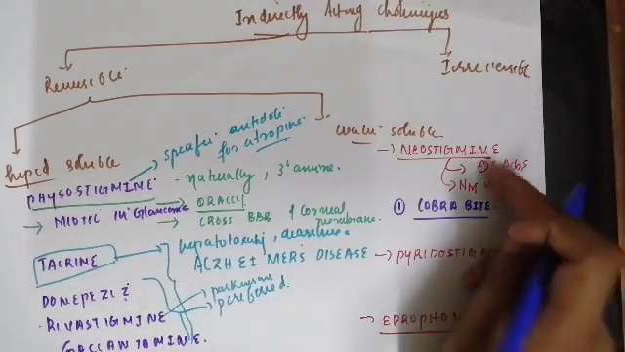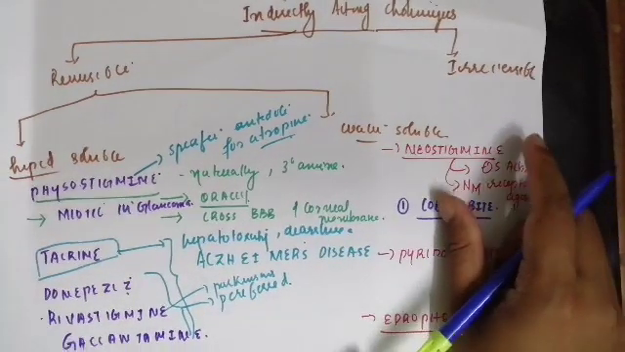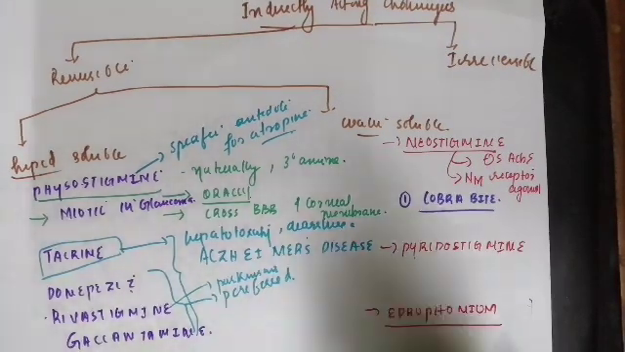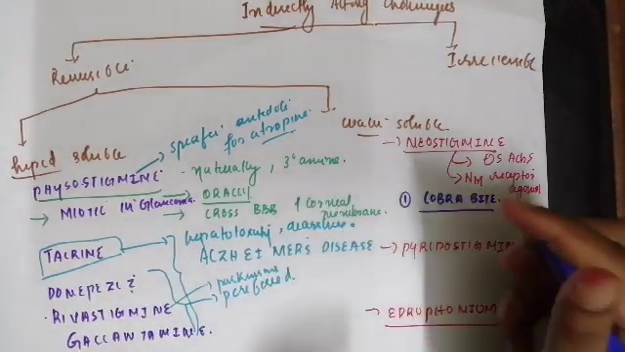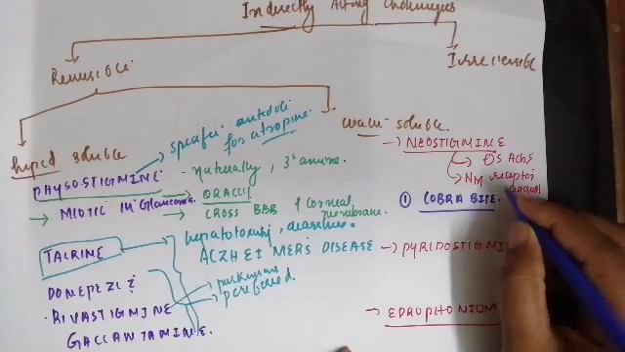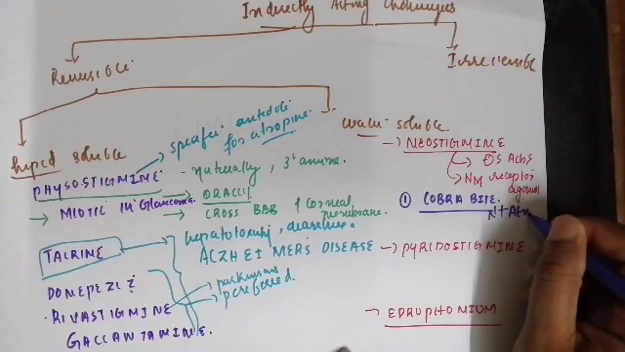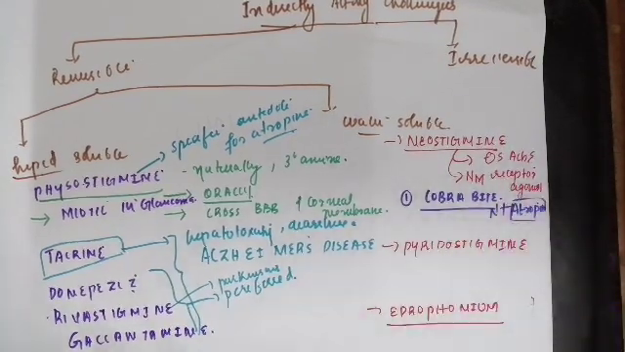While using neostigmine in cobra bite, we know that neostigmine produces both muscarinic and nicotinic effects. In cobra bite, we use neostigmine because of its nicotinic effect. To counter the muscarinic effect due to neostigmine, we have to use an anti-muscarinic drug along with it. So neostigmine has to be used with atropine, which is an anti-muscarinic drug, in cobra bite.